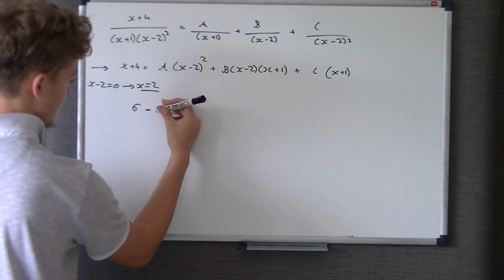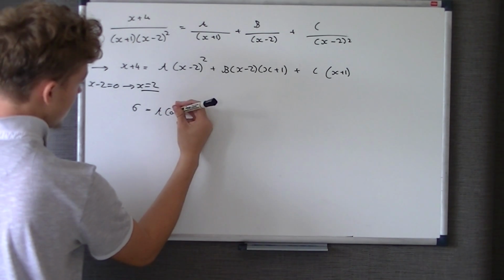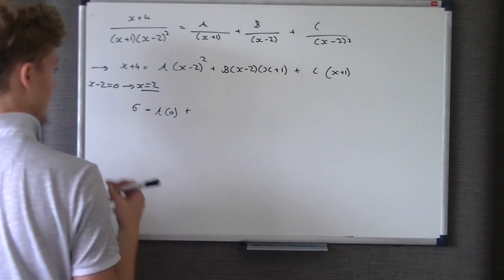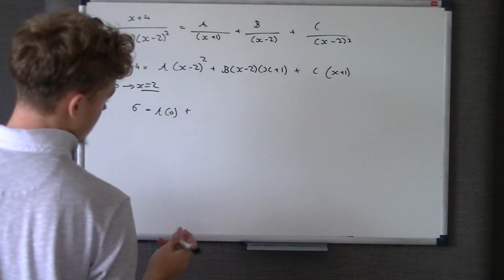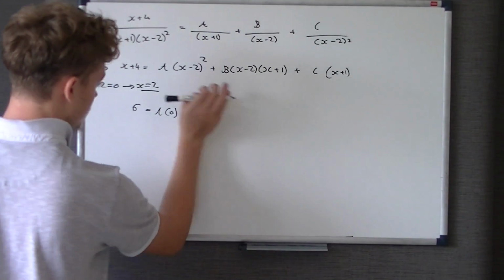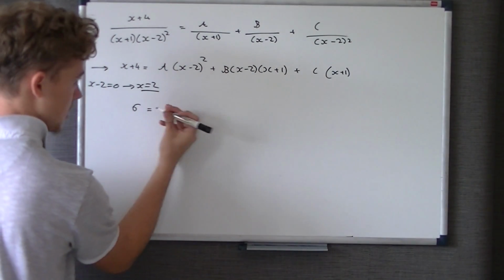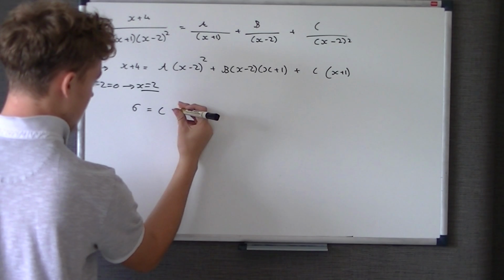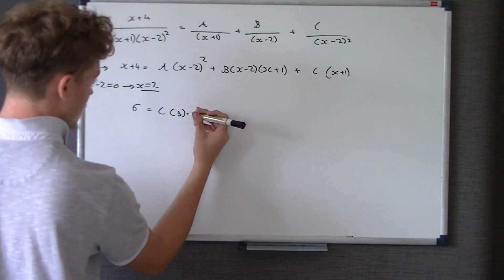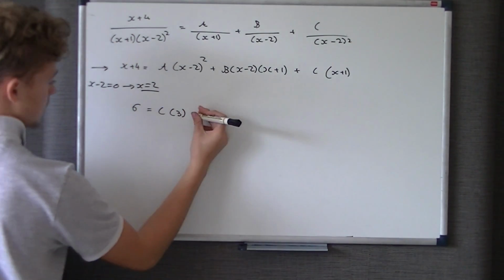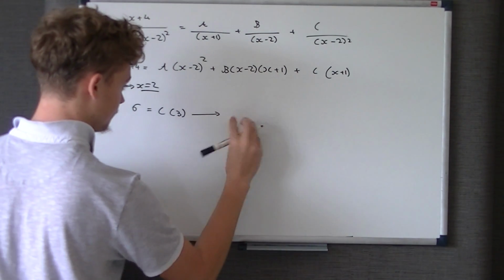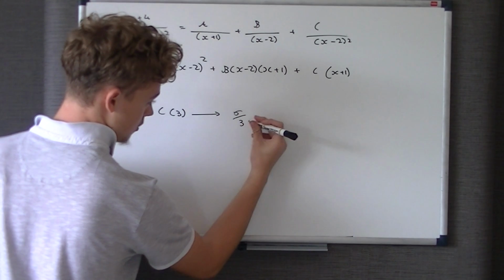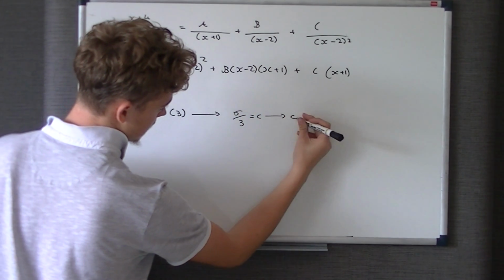Now a is going to be 0, so we could just write a times 0, just for preference. B is also going to be 0, because we've got b times 2 take 2, which is 0, so we can get rid of a and b. And then c is going to be c times 3, x plus 1 with x being 2. So 6 equals 3c, so 6 over 3 equals c, therefore c equals 2.